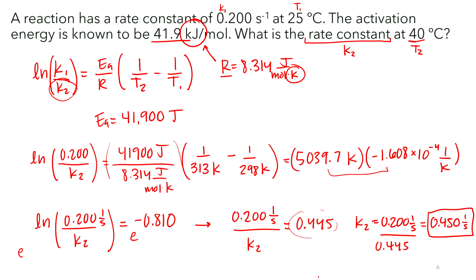Because I can't increase the temperature of a reaction and expect it to go slower. If I turned up the temperature and I got a K2 that was less than 0.2, that doesn't make any sense. It's got to speed up, which means the K needs to get bigger. Yes, so I could expect it to be lower than 0.2 if I had taken this reaction from 25 down to 15. Then I'm looking for a smaller K value.